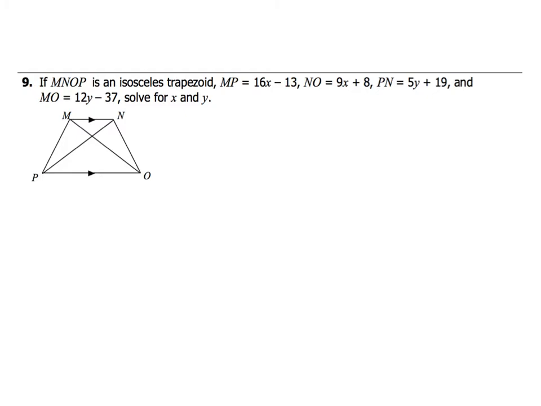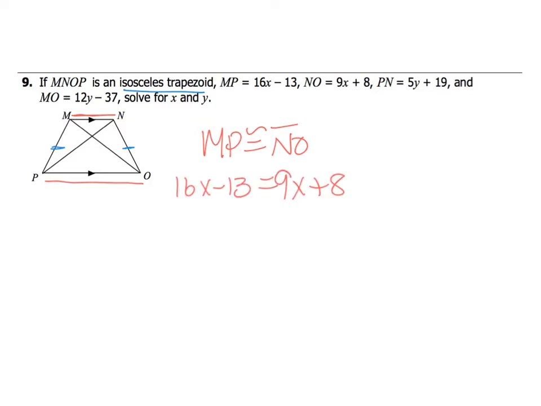Here, when we read through the problem, we see the word isosceles trapezoid. So we're going to go ahead and mark it. Two sides are going to be equal and the other sides are going to be parallel. MP is 16x minus 13, and what we know is that MP is going to be congruent to NO. We substitute in for MP 16x minus 13 and for NO 9x plus 8. We pause and we do the algebra and let's see what we get for x.